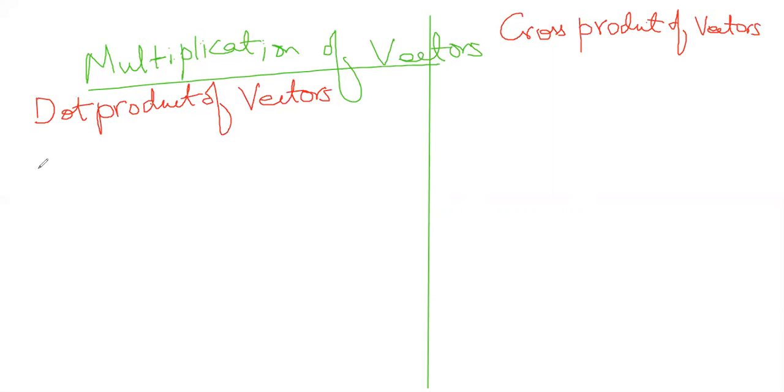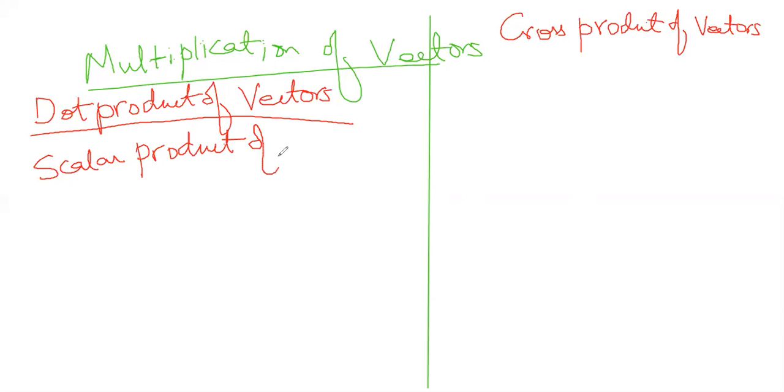What is dot product? Let us take two vectors, then you will understand. By definition, dot product is, see the definition, it is a little difficult to understand. Scalar product of vectors is called dot product.